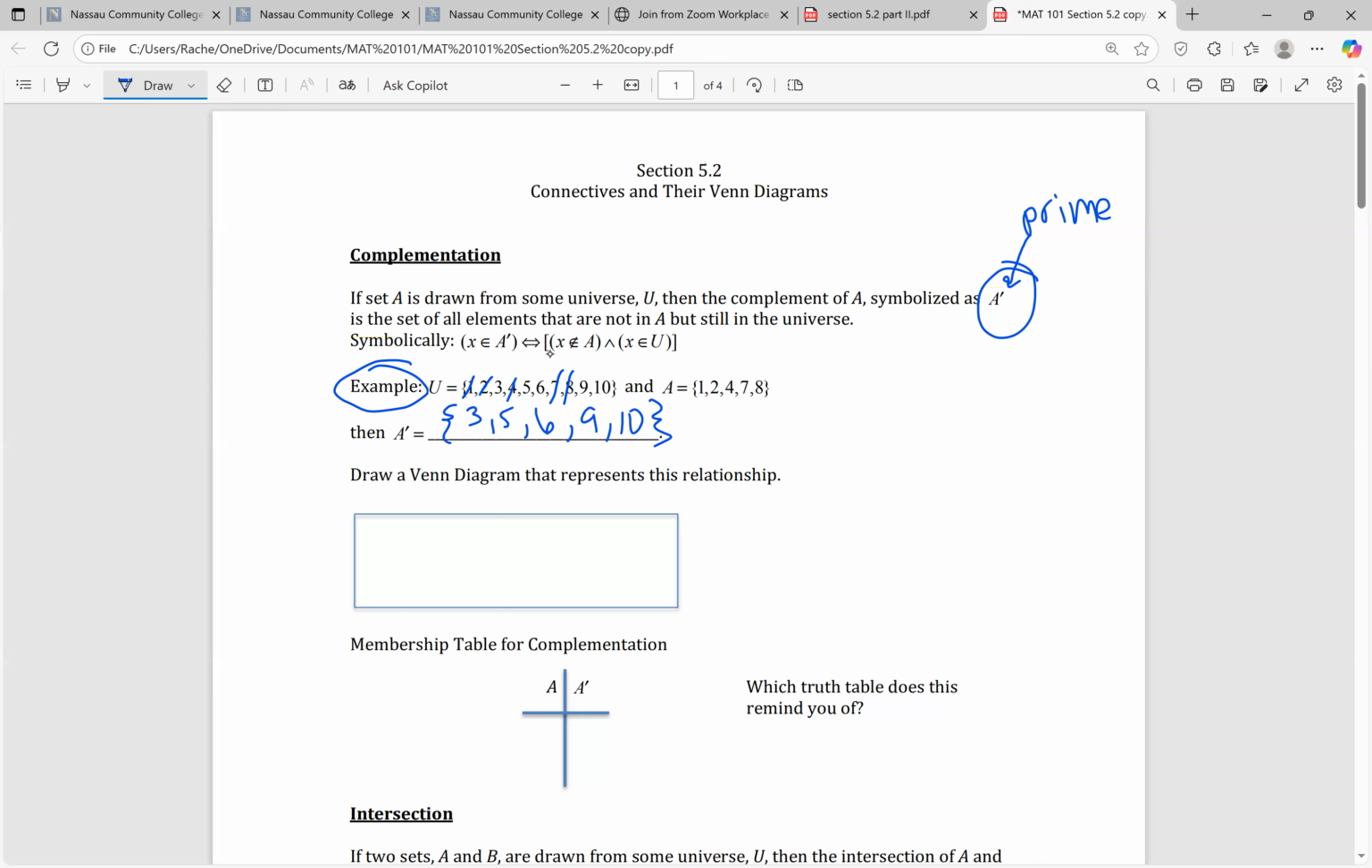We could also draw a Venn diagram that would represent this relationship. So let's say this is the universe, and then we have set A. In set A is 1, 2, 4, 7, and 8. And then everything not in A would be 3, 5, 6, 9, and 10. So that would be A complement or A prime.